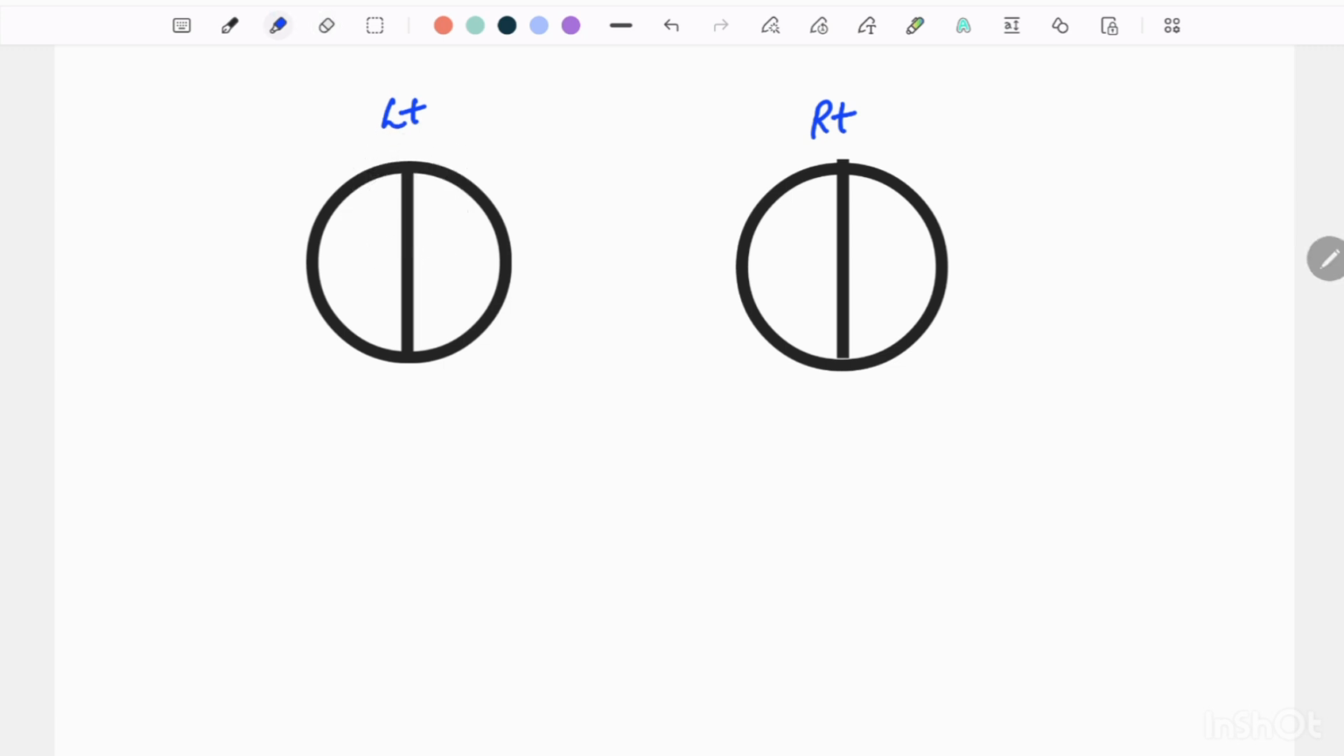So if we take this visual field, it will have two parts, the nasal field and the temporal field. The part of the eye which is closer to the nose will be the nasal and the part away will be the temporal. Similarly, this will be the nasal and this will be the temporal. The fibers originating from the nasal field will be the nasal fibers and the fibers originating from the temporal field will be the temporal fibers.